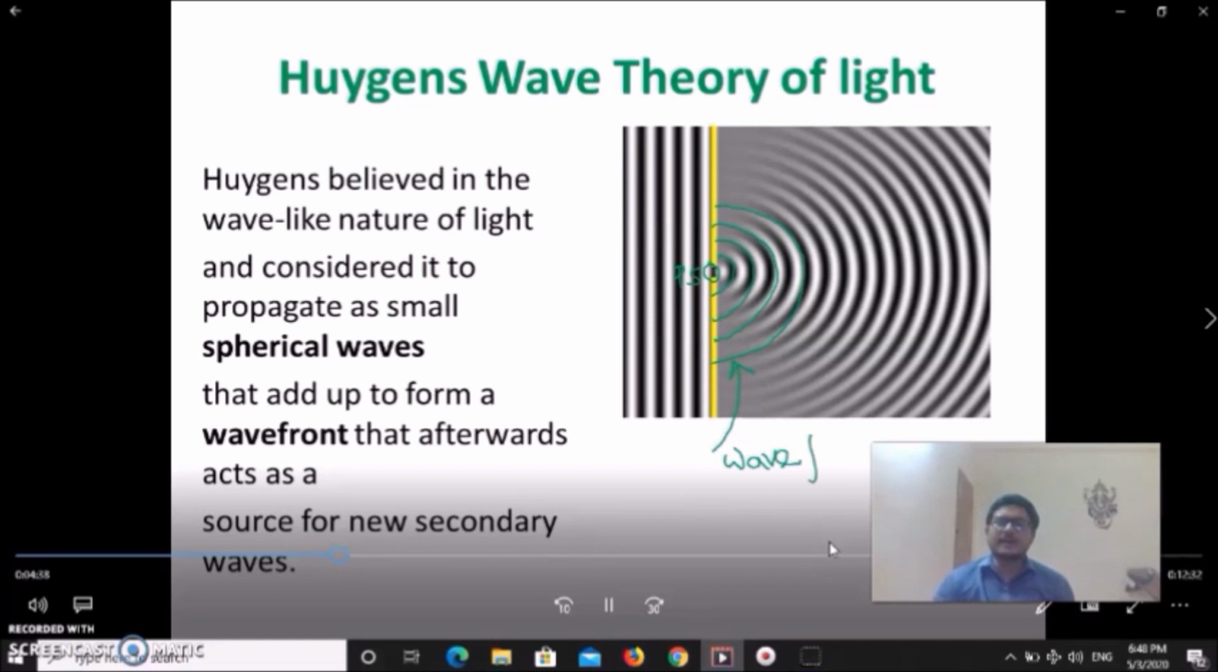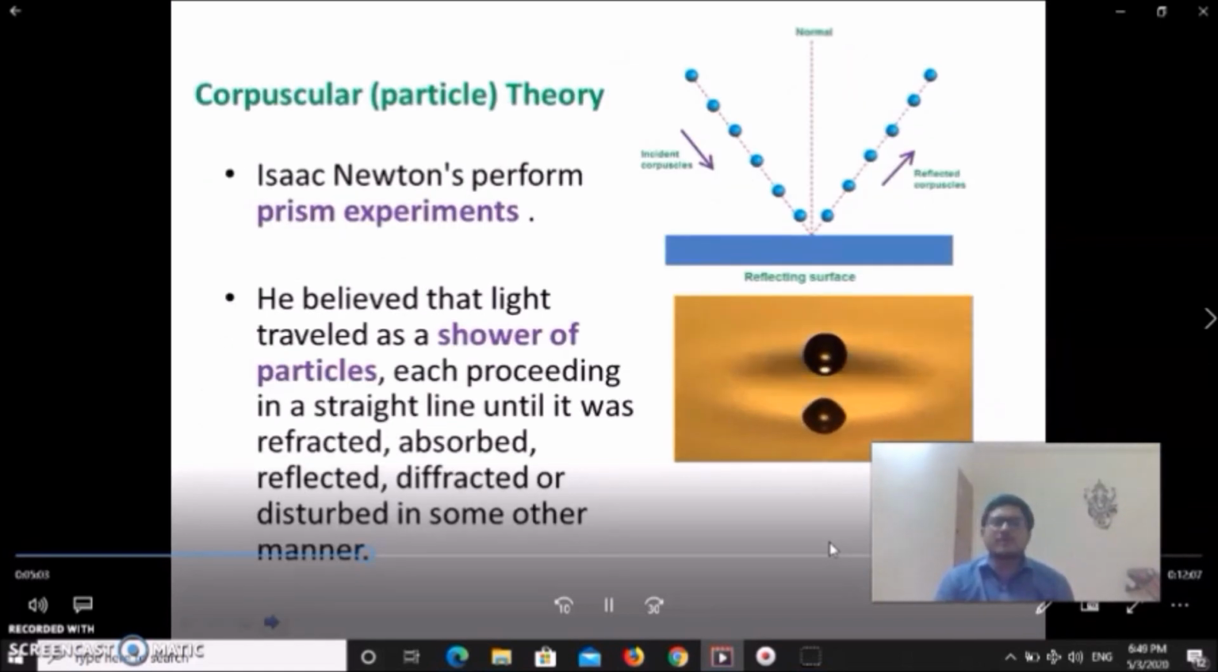Clear? According to Huygens, particles are situated on this wave front. I can just draw a lot of particles on each wave front. According to Huygens, each of the particles is a secondary source. Clear? So this type of theory was given by Huygens. Next, the theory came from Isaac Newton from his famous experiment, the prism experiment.